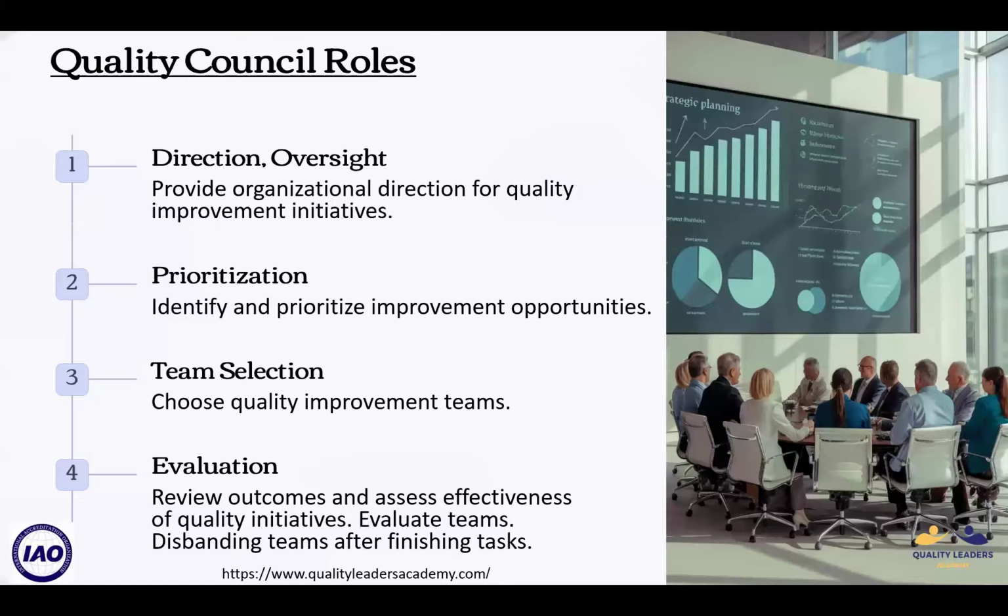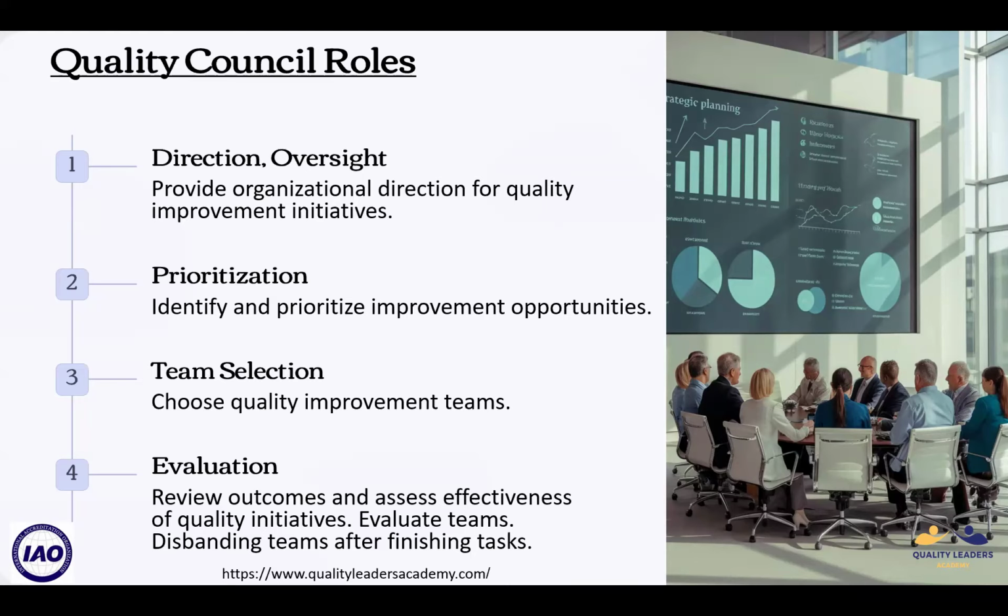There are four core roles of the quality council here. They are supposed to provide direction and oversight. They should provide organizational direction for QI initiatives. Okay. Then they should help in prioritization. They should identify and prioritize improvement opportunities. What are the QI projects that are supposed to be prioritized first, and then what, and then what?